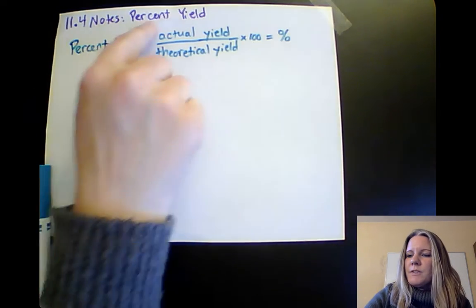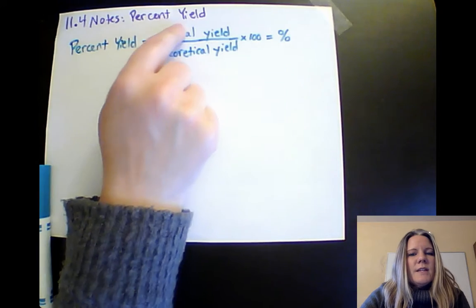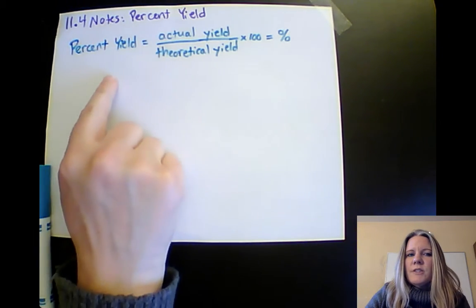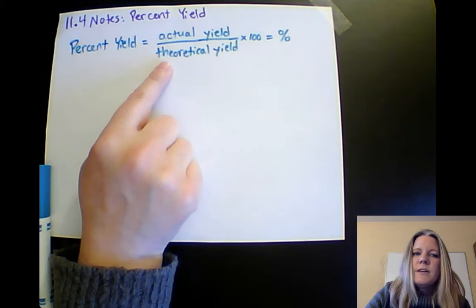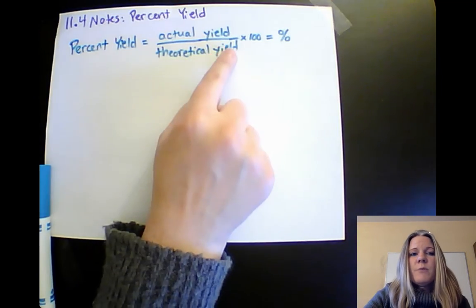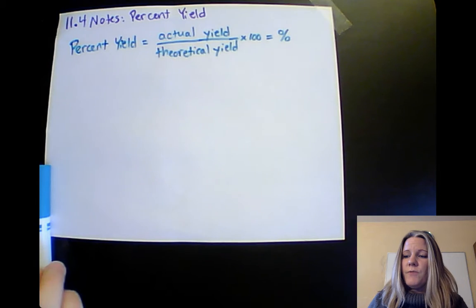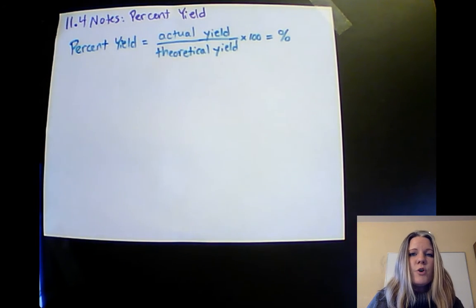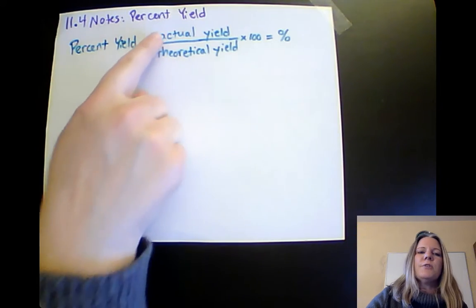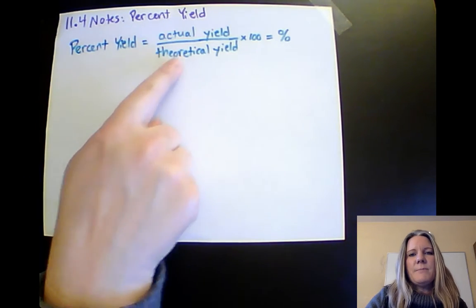We cover percent yield in 11.4. It's quite a simple calculation. It's just simply taking your actual yield and dividing by your theoretical yield. Of course, because it's a percent, we multiply by 100 at the end to convert to percent form. However, some of the math in this section requires you to find these different components before you can divide them and multiply by 100.